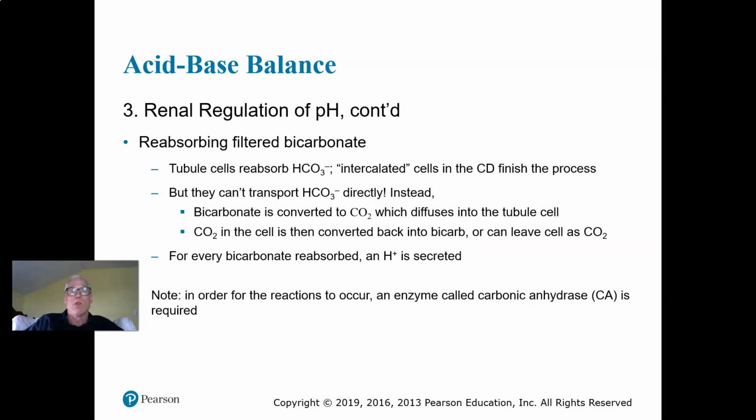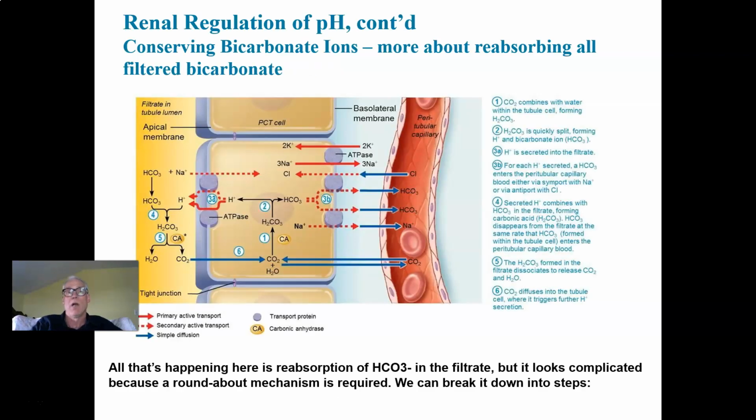Okay, so reabsorbing filtered bicarbonate. There are intercalated type A cells in the collecting ducts that can reabsorb bicarbonate, but there are also other places in the nephron where bicarbonate can be reabsorbed. However, bicarbonate can't be reabsorbed directly, so it turns out there's a roundabout way to get the bicarbonate ions that have been filtered in the glomerulus back into the blood. Here's a diagrammatic illustration of that, and boy, does it look like a fancy mess of arrows and dotted lines and all kinds of stuff. So let's take a look at this. It's not nearly as complicated as it looks.